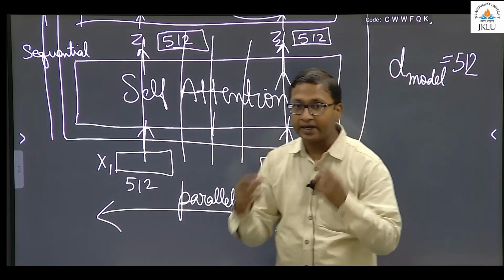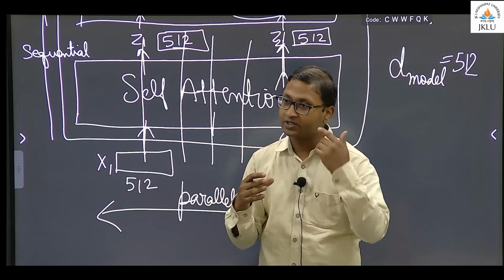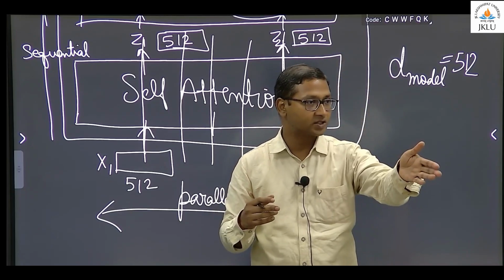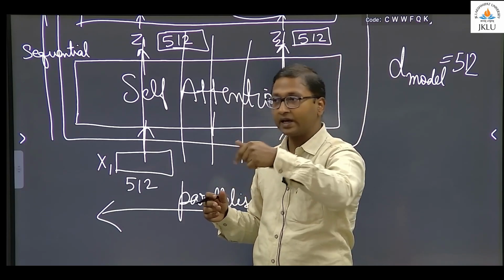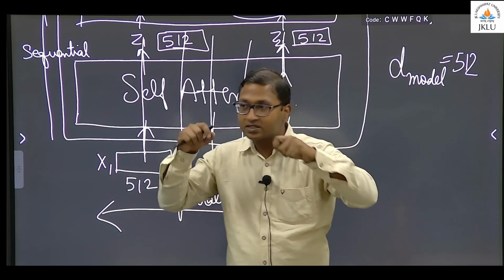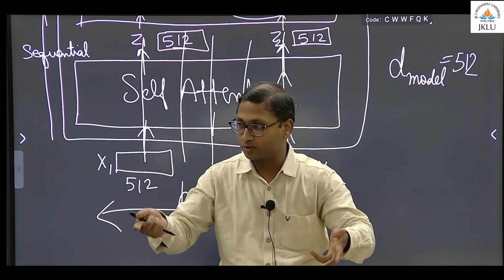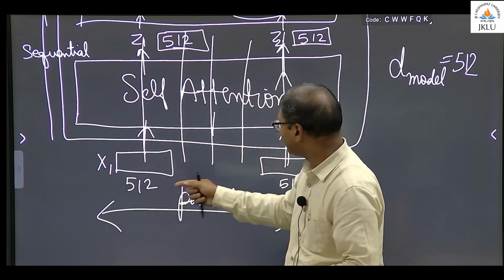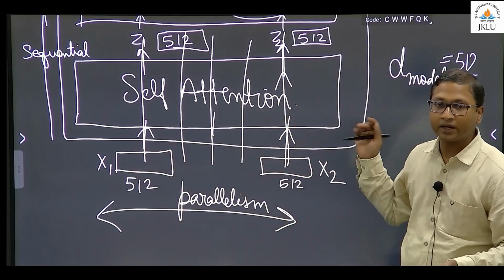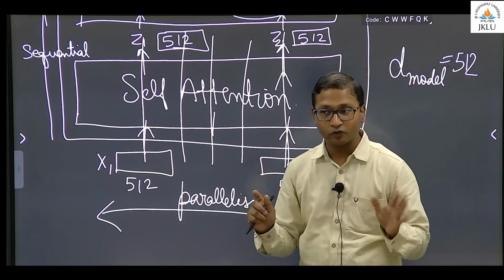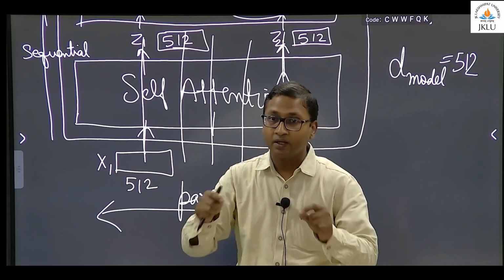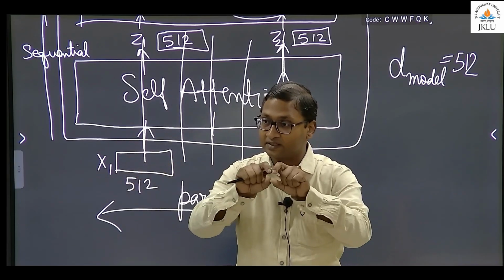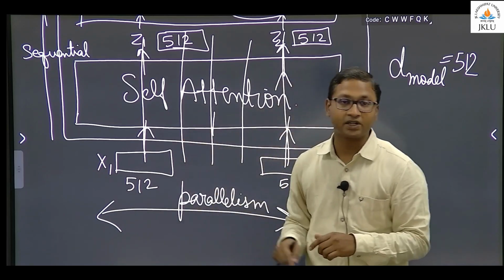LSTMs had an inherent notion of timestamp. First you will process x1, then you will process x2, then you will process x3 and so on. So that way sequence was enforced by structure. Now here, if you see, we are saying all 512 are in parallel. Now you are not enforcing structure. Now this just becomes a bag of words, right? There is no sequence as such. So the sequence property is lost.